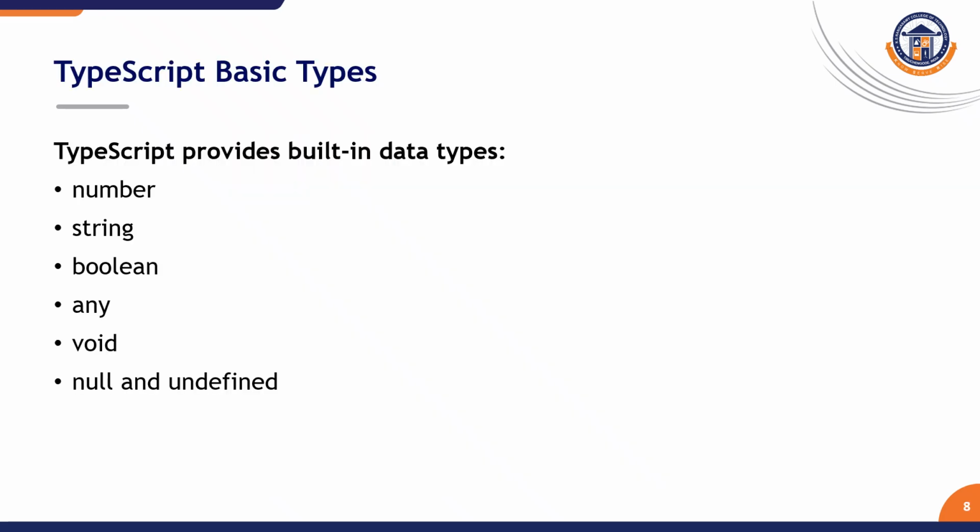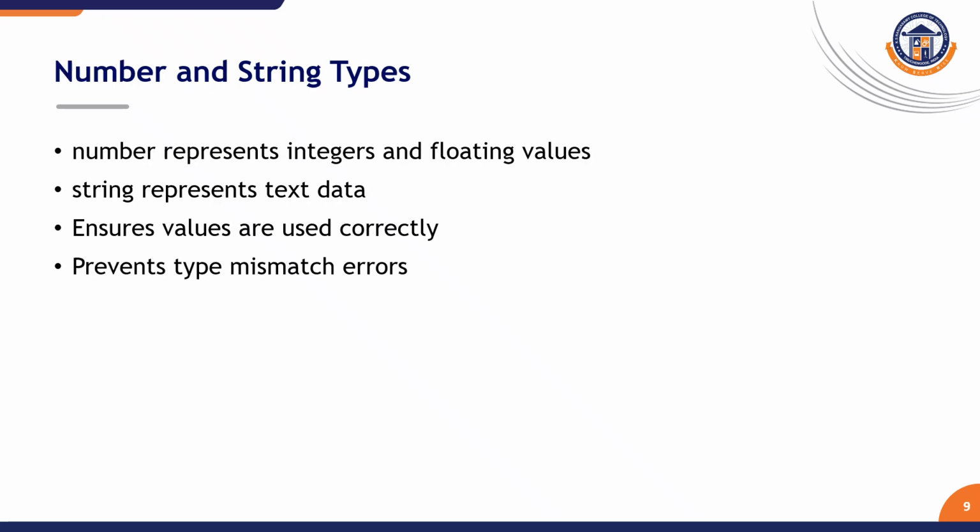TypeScript basic types. TypeScript provides built-in data types like number, string, boolean, any, void, null and undefined. Number and string types. Number represents integers and floating values. String represents text data. It ensures values are used correctly. It prevents type mismatch errors.